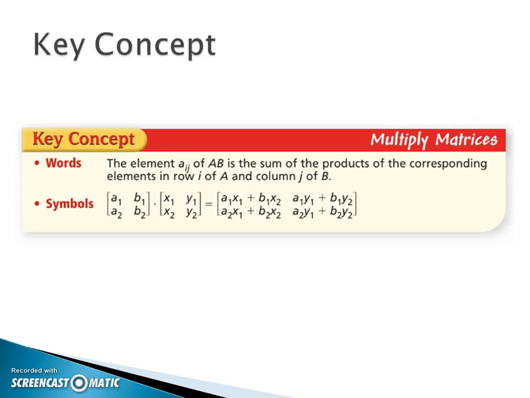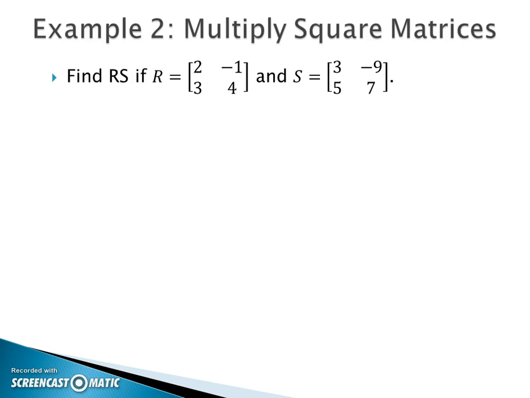Our key concept here is multiplying matrices. The product of two matrices is found by multiplying columns and rows. The entry in the first row and first column of AB is found by multiplying corresponding elements in the first row of A and the first column of B, and then adding. So it's the sum of the products of the corresponding elements in the row and column. So we're going to look at an example here. We want to find RS, which is matrix R times matrix S.